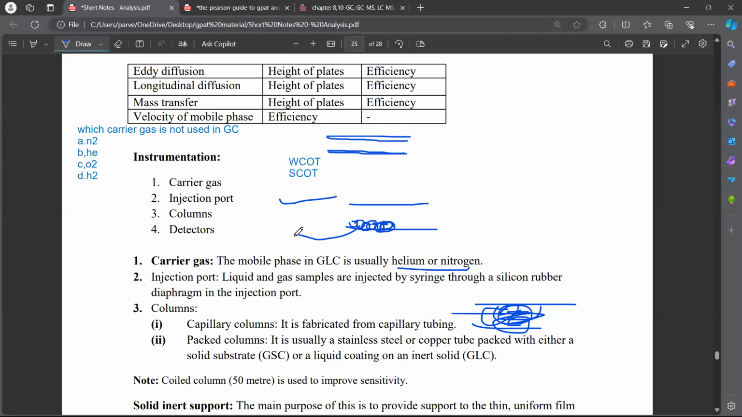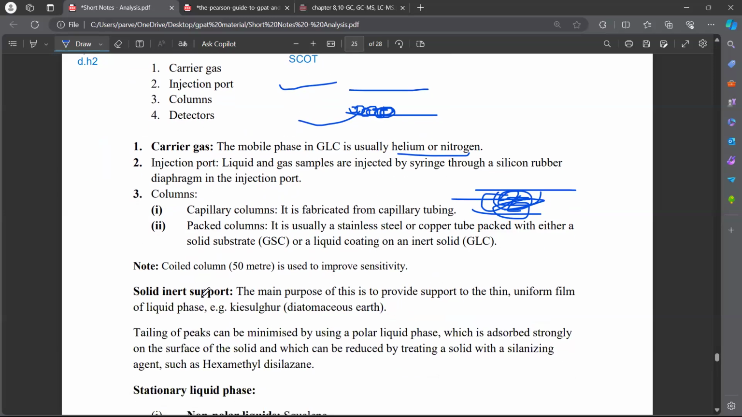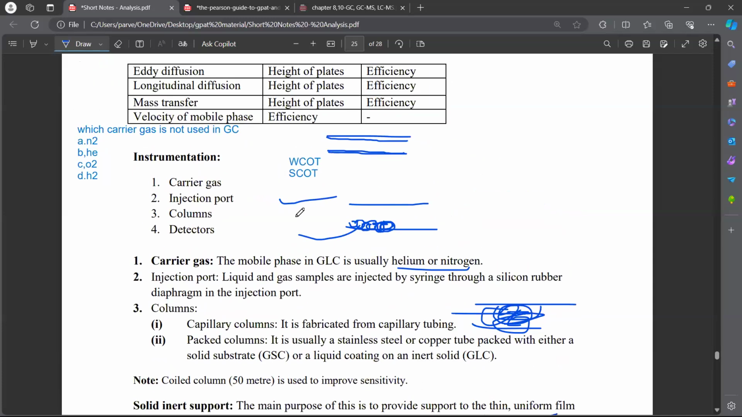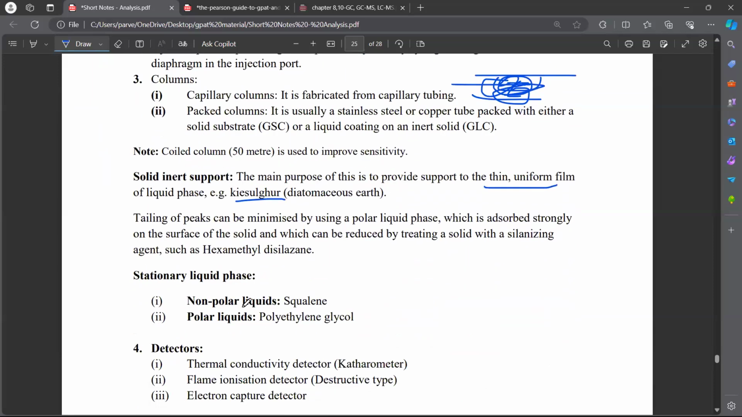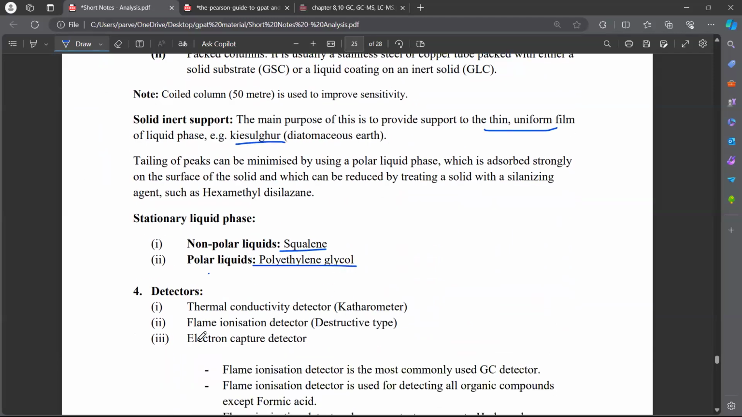Celite, Teflon, etc. And the column can be U-shaped, coiled, or straight. As I mentioned, the solid inert support's main purpose is to provide support to the thin uniform film of the liquid phase, basically Celite or diatomaceous earth. The liquid generally coated is ethylene glycol or silicone polymers. The stationary liquid phase can be squalane or polar liquids like polyethylene glycols.